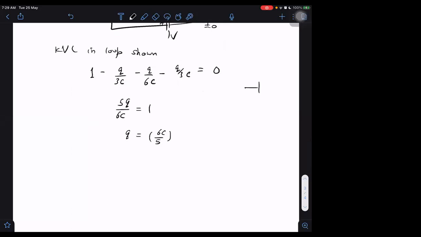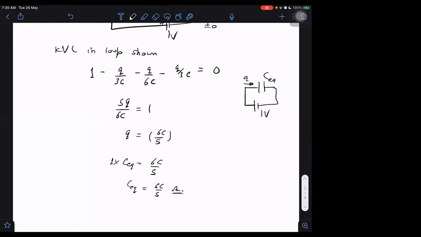In the equivalent capacitance, this will be a single capacitor which will be drawing the same charge. The charge is known to us now, and the battery will be here, 1 volt. We can get the C equivalent here. C equivalent into 1 should be the same charge, which is 6C by 5. So we are getting C equivalent as 6C by 5 only.